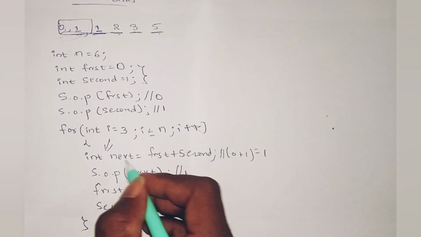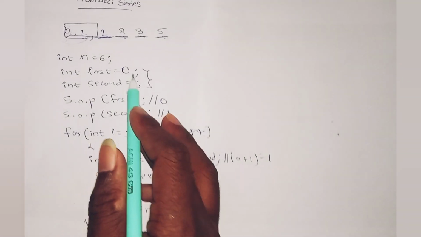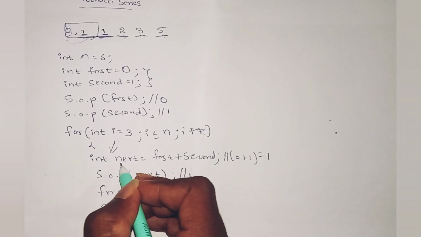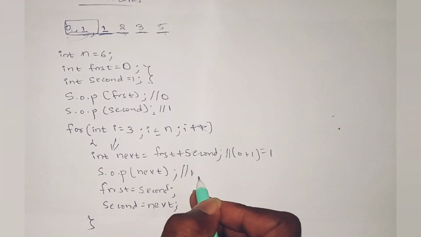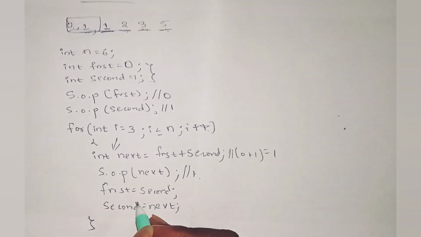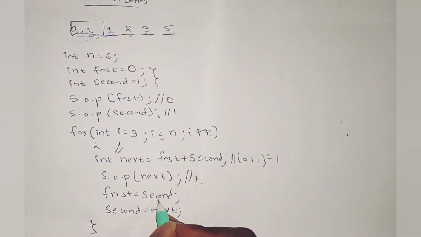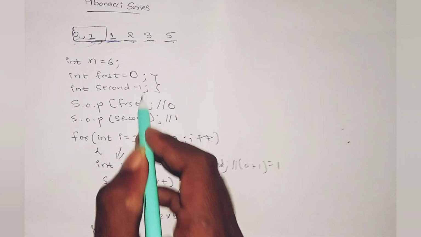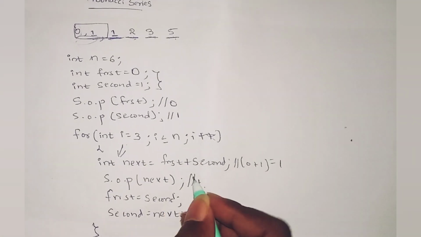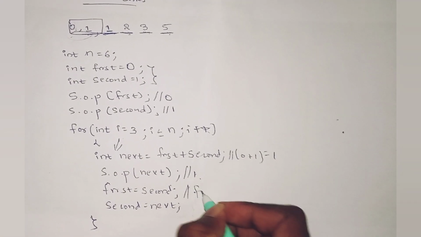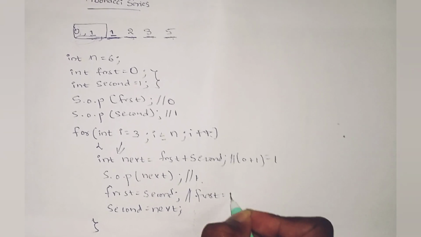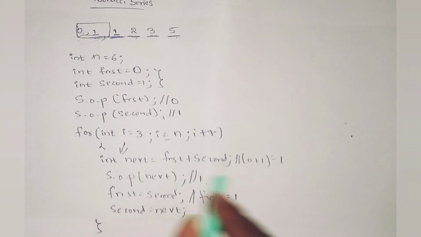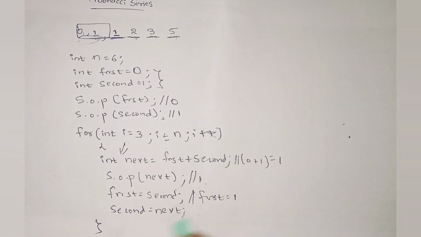Here what happens is next equals first plus second. First is 0, second is 1, 0 plus 1 is 1. So 1 will get stored into next, and if you try to print next, it gives 1. Now what we are doing is first equals second. So we are assigning the second value into first. The second value is 1, so we are assigning 1 into first. So here first is equal to 1. And then second equals next. The next value is 1 and we are storing this 1 value into second.